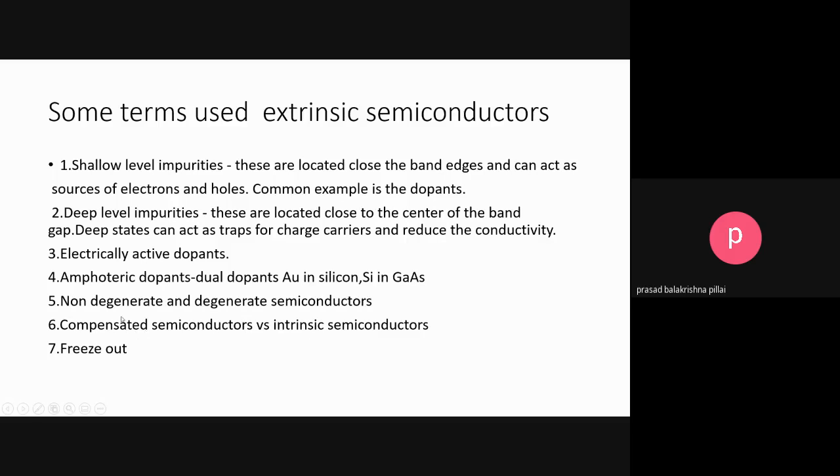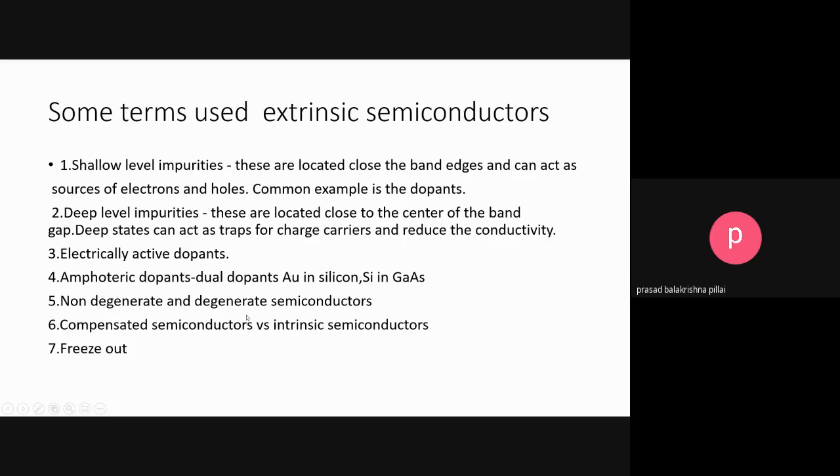Then we have already discussed degenerate and non-degenerate semiconductors, because we have seen that heavily doped semiconductors are known as degenerate semiconductors, and very often most of the physics will be around non-degenerate semiconductors. So very often we will assume that the semiconductor is non-degenerate whenever we talk of an extrinsic semiconductor. Keep it in mind, there are only special cases where we will be going into degenerate because the physics changes. So the model we are developing is mostly for non-degenerate semiconductors. Then of course we have seen the difference between compensated semiconductors and intrinsic semiconductors.